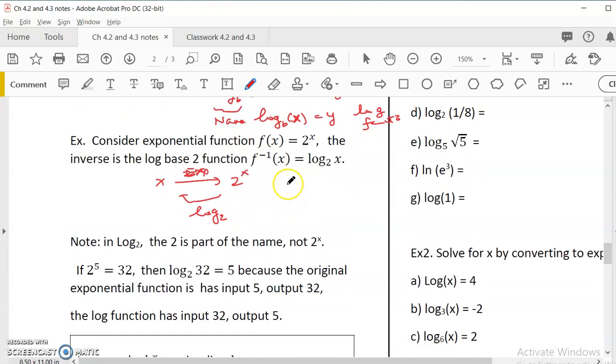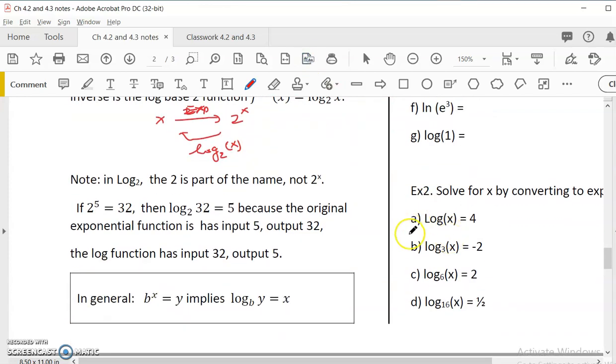Remember, in log base 2, the 2 is not part of the input, it is part of the name. And when you write log base 2 of x, this is not an exponent. A good example would be 2 to the 5 equal to 32. But if I put 32 inside log base 2, it equals 5. If I do the exponential function, I do 2 to the 5 equal to 32. But if I do log base 2 and put 32 into it, I will have 5.